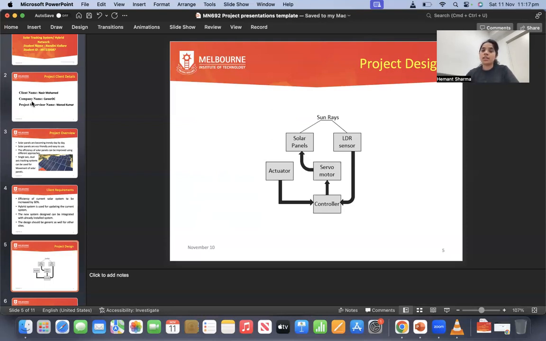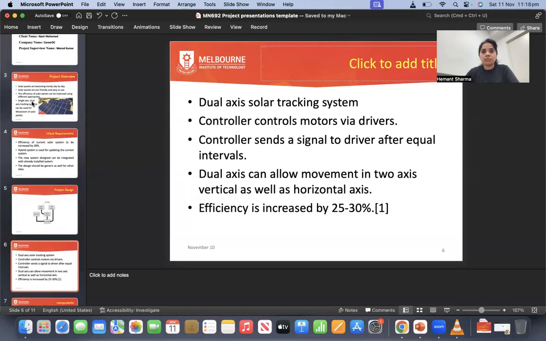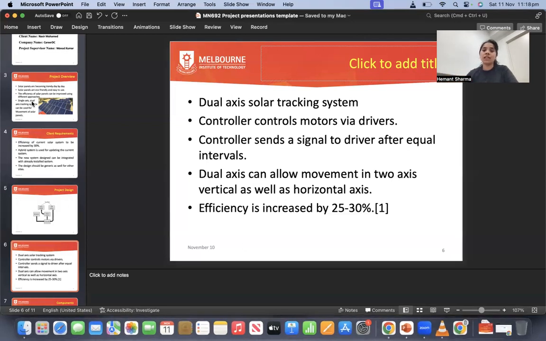The controller then sends a signal to the motor for moving the solar panels, which is noted with the help of actuators and also with the help of the controller to identify the current position of the solar panel. It is basically a dual axis solar tracking system, and the controller controls the motors via drivers. The controller sends a signal to the driver at equal intervals. Dual axis allows movement in two axes, vertical as well as horizontal, so efficiency is increased by 25 to 30%.